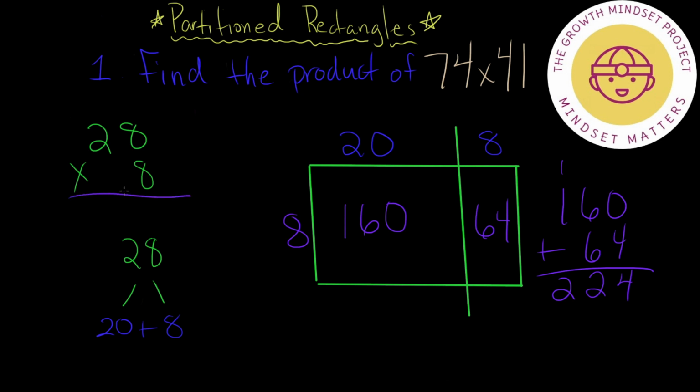28 times 8 is 224. That is how you use partitioned rectangles to help you with your multiplication.